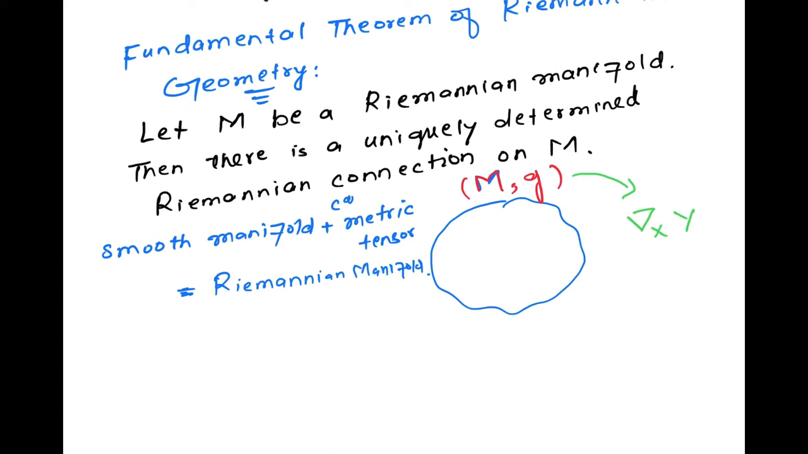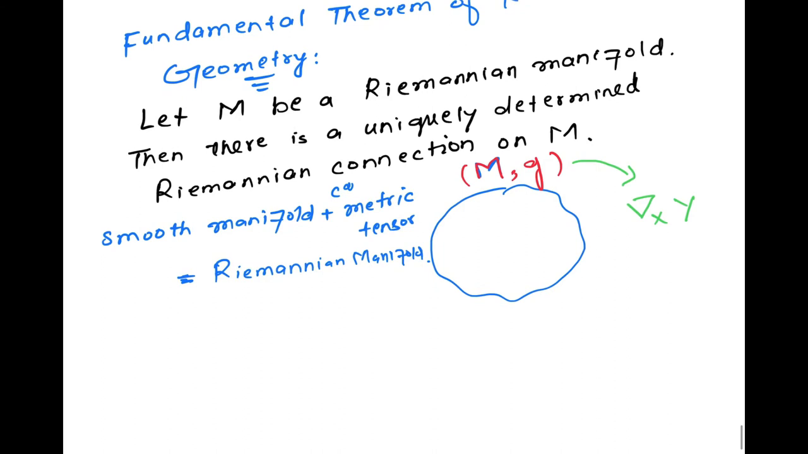So there will be a uniquely determined connection. We call that connection the Riemannian connection. As I told you in the beginning, our purpose is to get rid of the ambient space in which we embedded the manifold, and to study the intrinsic properties of the manifold. For that purpose we need to focus only on the parameters which are intrinsic to the manifold. So this combination of M and metric tensor G will give me a uniquely determined connection on the manifold.